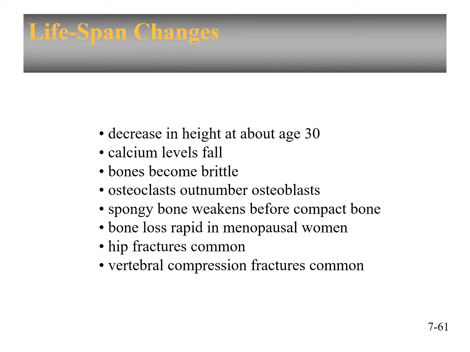So how do your bones change over your life? As your life continues, you tend to decrease in height at about age 30. We're not saying a dramatic decrease, but a slight decrease. Your calcium levels in your bones fall. Your bones become brittle. Osteoclasts outnumber osteoblasts, so that means that bone destruction is taking place greater than bone production. Spongy bone weakens before compact bone. And then bone loss is very rapid in menopausal women. That means women who no longer have their menstrual cycle. Hip fractures become more common, and vertebral compression fractures become more common.